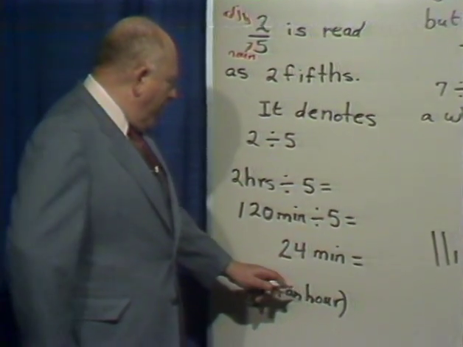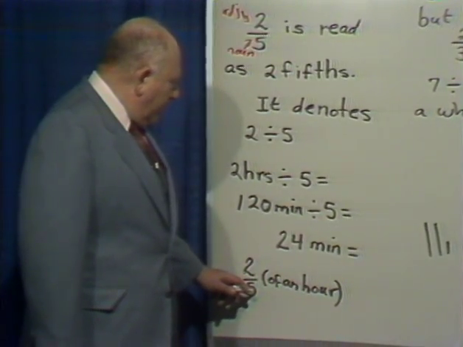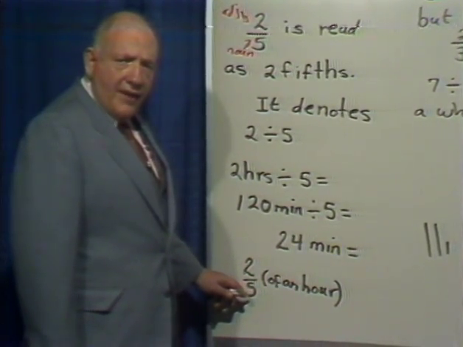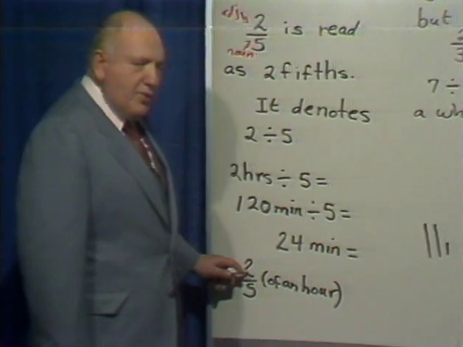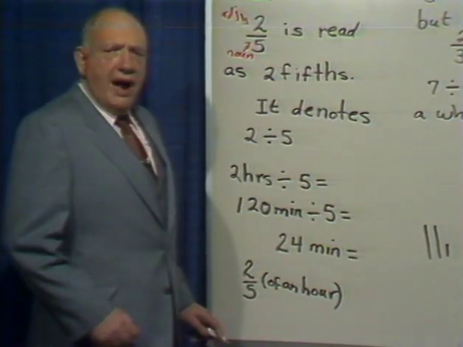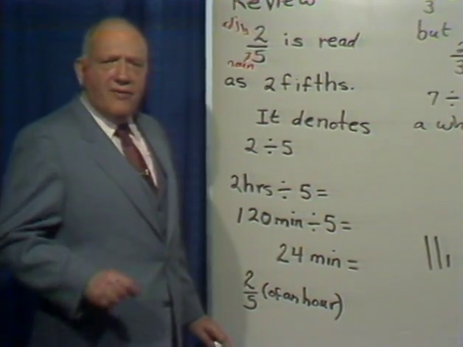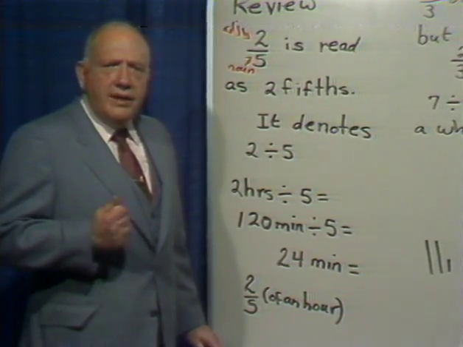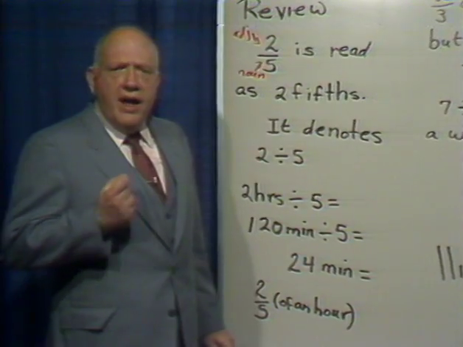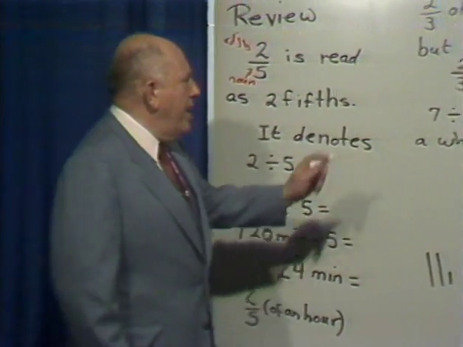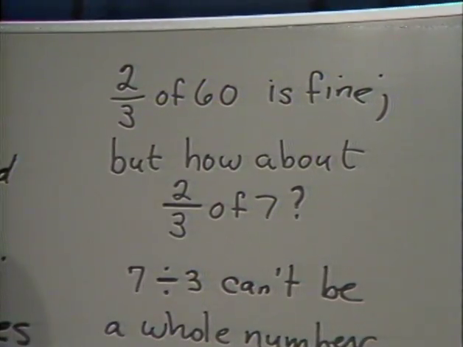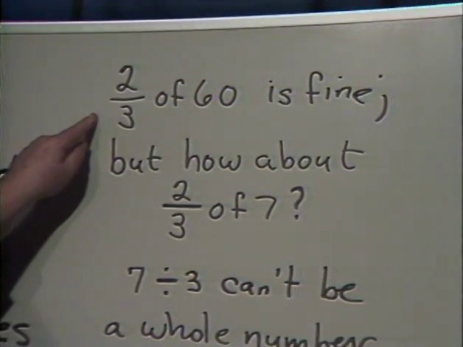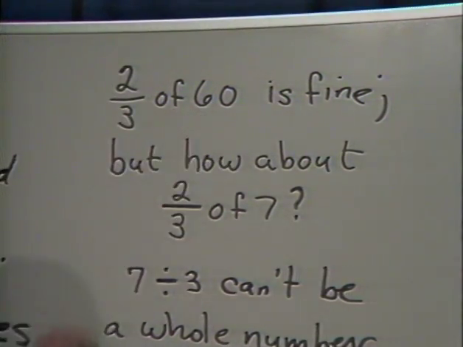And notice, by the way, that since a fifth of an hour, see, 60 minutes divided by 5 is 12, and 12 times 2 is 24, we see the connection between 2 hours divided by 5 and 2/5 of an hour. Okay, that's the review so far. Here's where the problem comes in. You see, 2/3 of 60 is fine. See, 60 divided by 3 is 20. 20 times 2 is 40. So 2/3 of 60 would be 40.